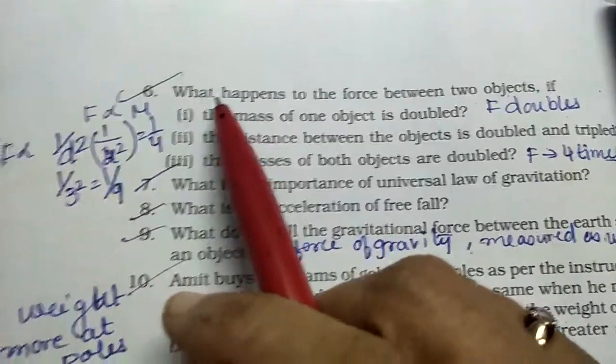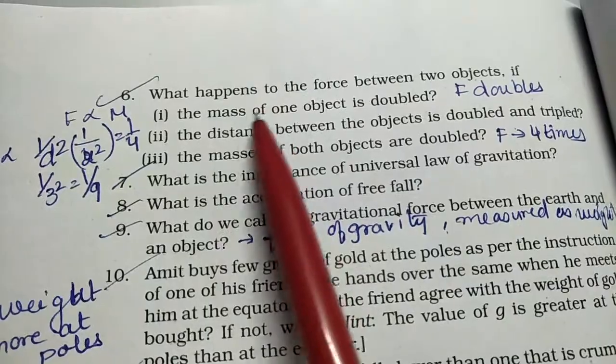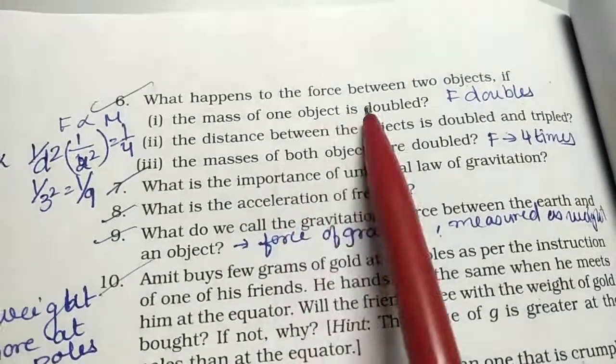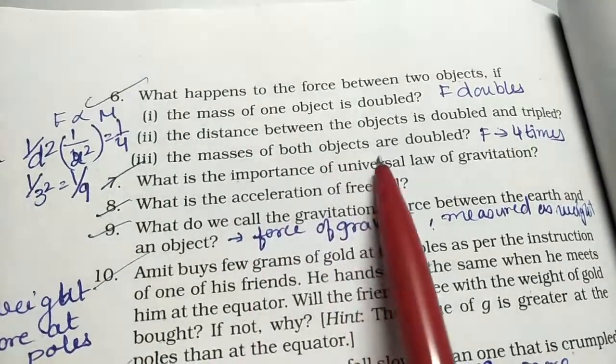Okay, now turn the page, we go to the next question. That is question number 6. Now what happens to the force between the two objects if, first, the mass of one object is doubled, second, the distance between the objects is doubled and tripled, and third, the mass of both objects is doubled.